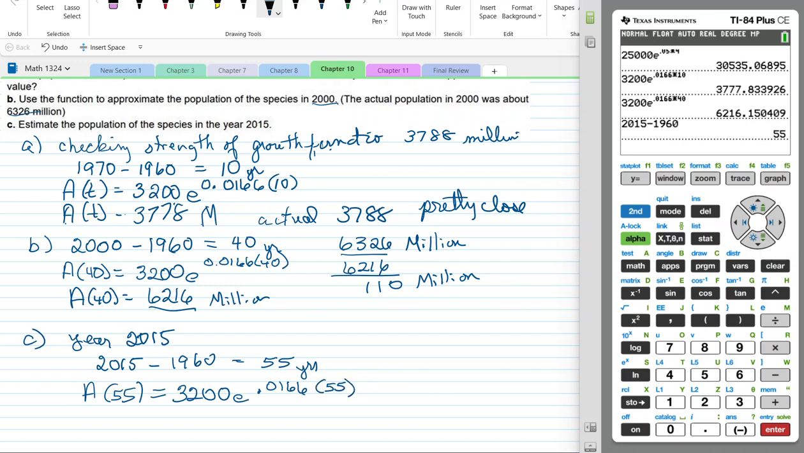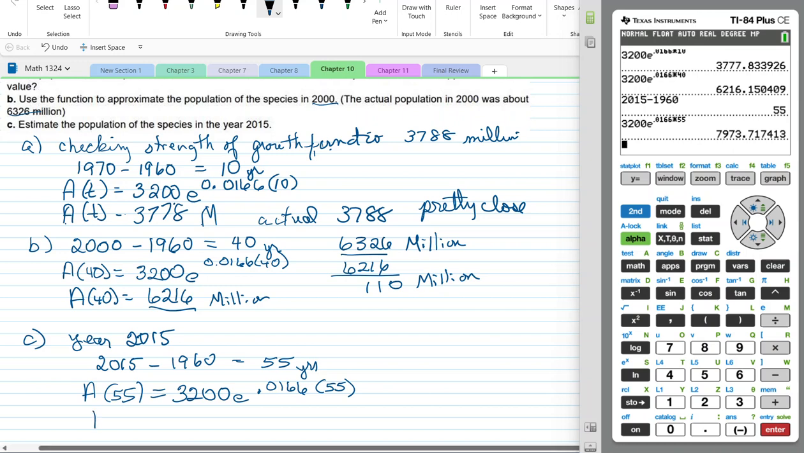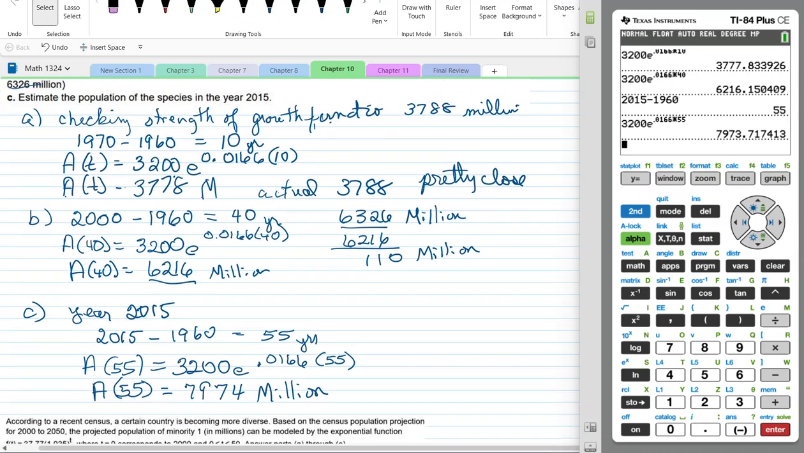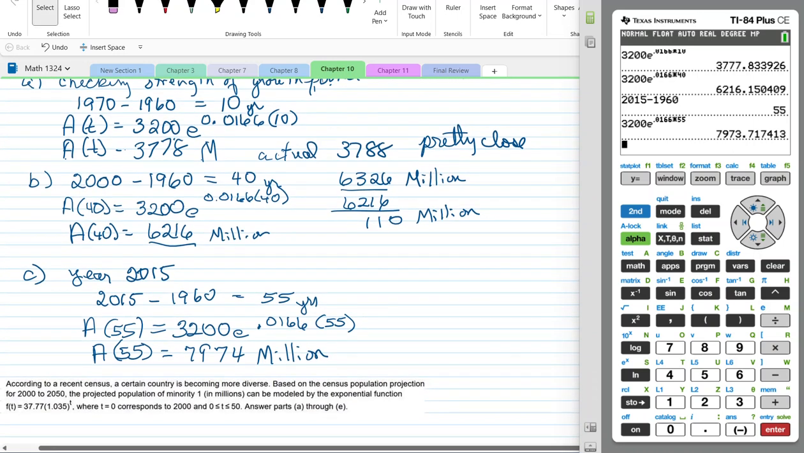Again, we're going to use our second entry. Oops, sorry. I can't do it, can I? Second entry. Do it twice and I get there. And I'm going to make it 55. And I hit enter. And I get approximately 7,973, 74. Okay, the population is approximating to that number.